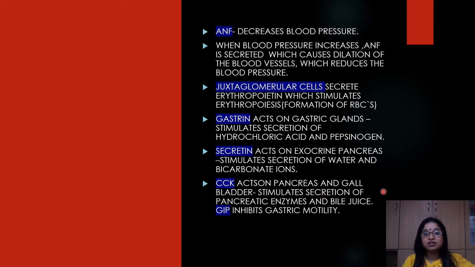So it stimulates secretion of pancreatic enzymes and the bile juice, because the gallbladder stores the bile juice which is secreted by the liver cells. The bile juice is also needed for emulsification of the fats. GIP, gastric inhibitory peptide, inhibits gastric motility. So it reduces the motility of the GI tract. So you can see we have cells isolated here and there, not actually endocrine glands, but they show their action in the form of endocrine hormones.